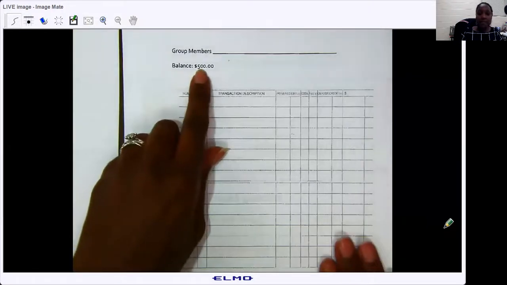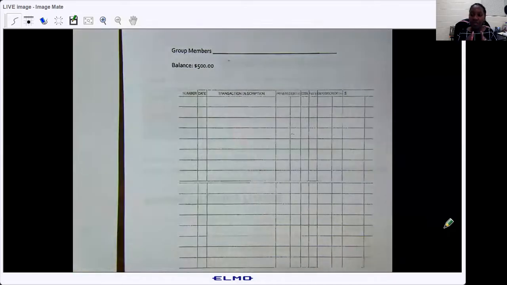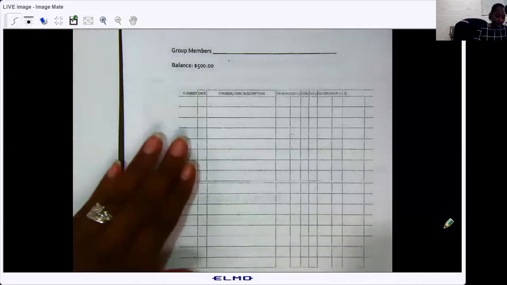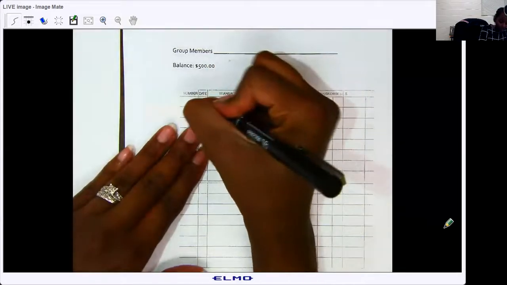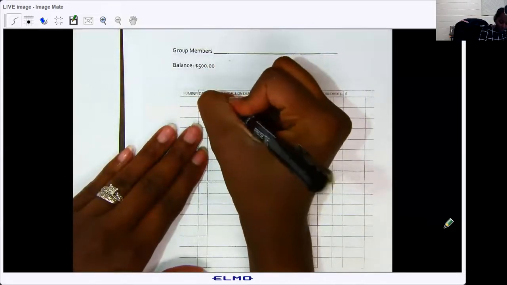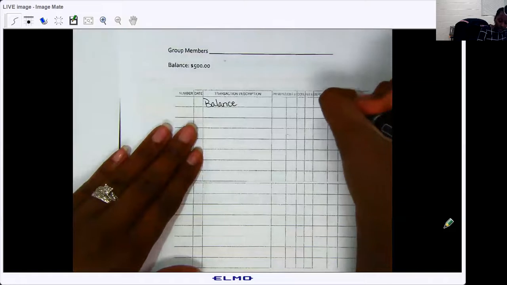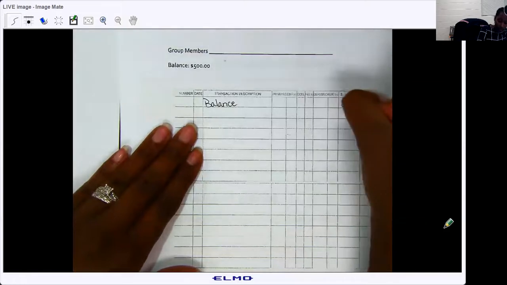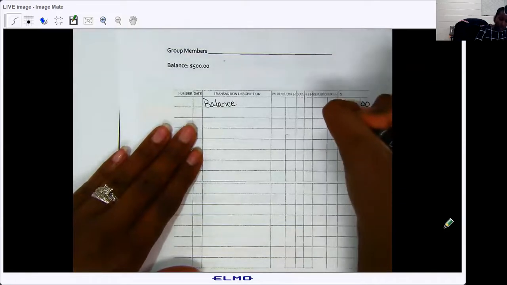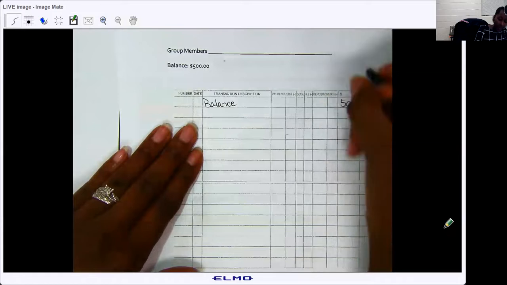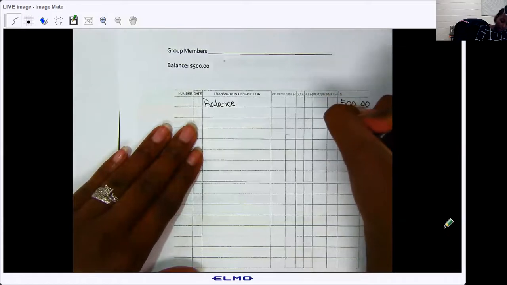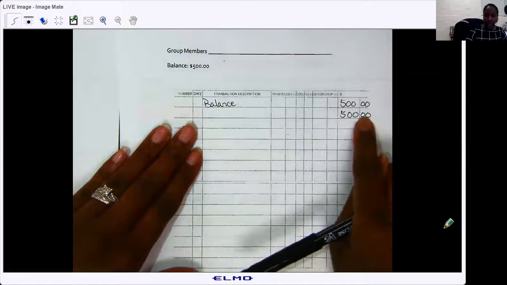It says that I have a balance of $500. That means I'm starting with $500 in my account, okay? So I'm going to put my balance is $500. Okay. So I'm also going to skip a line because that's also my starting balance.